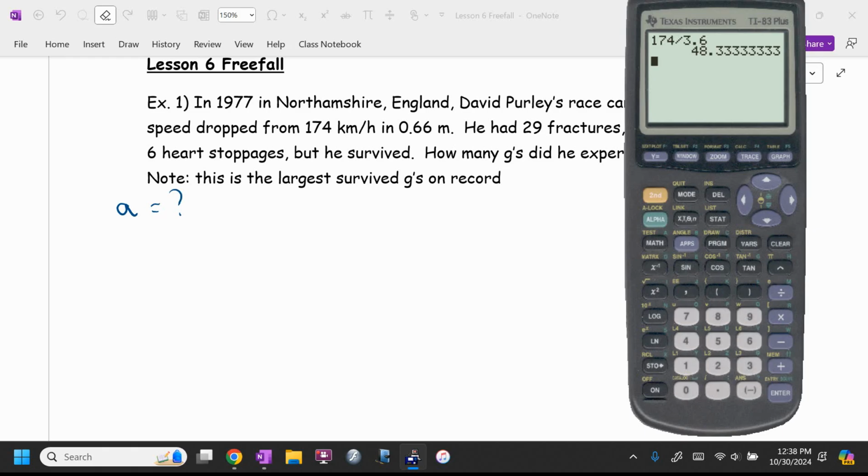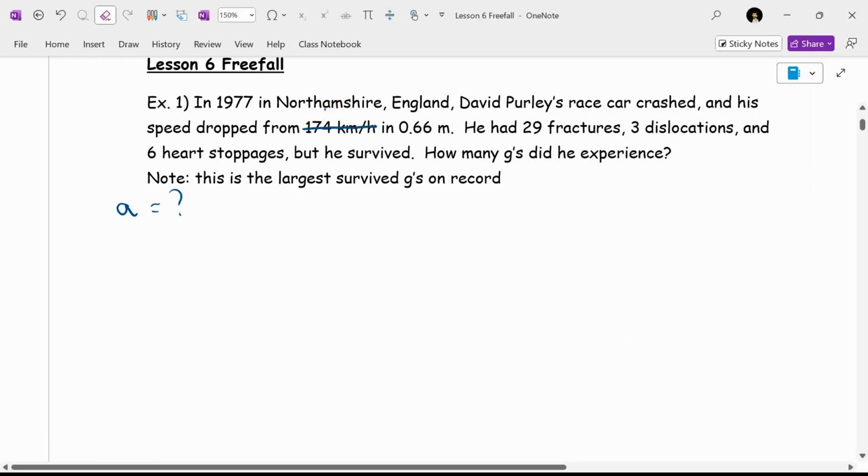So 48.3. I'm going to cross out the 174 and write above it 48.3 meters per second. Now that I've converted it, what is that? Time? No. What is that? Vi?